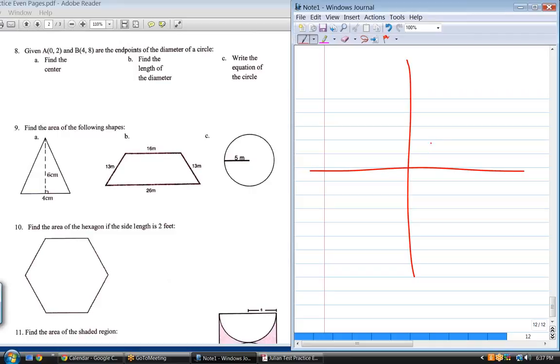Okay. So the first point is where? 0, 2. Where is that? Just up 2 from the center. Okay, right there. So that's point A. Where's B? 4, 8, so over 4, up 8. Okay, we'll call it there. Okay.